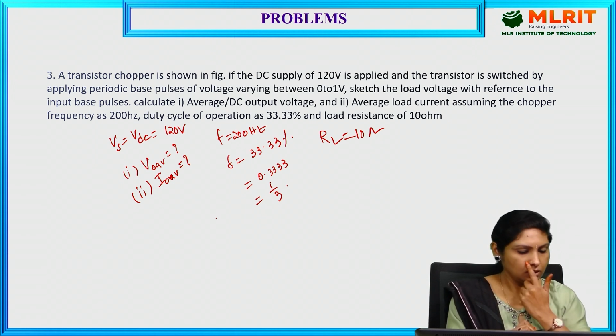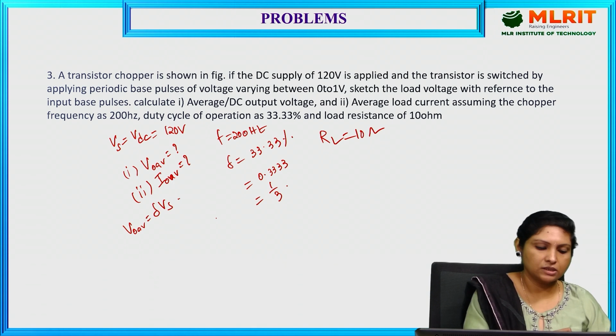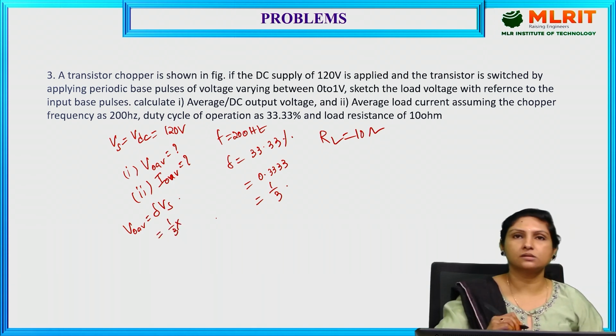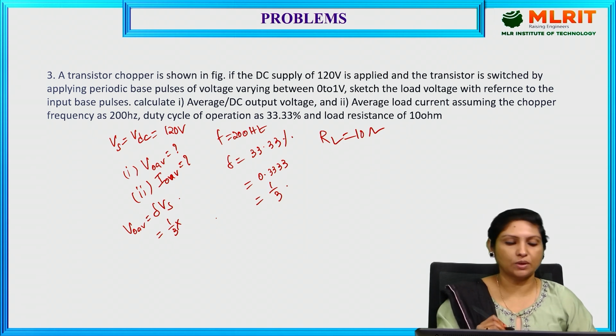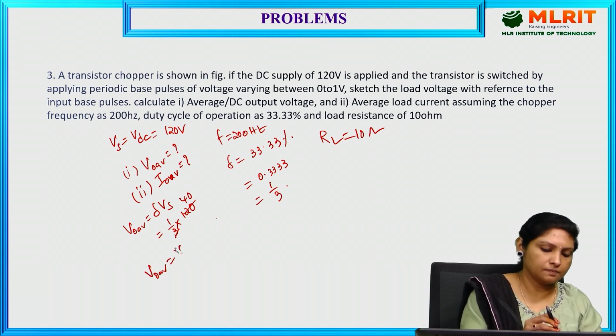Firstly, here we need the value of V naught average, where V naught average is equal to delta Vs. So here delta is 1 by 3 and the source voltage given in the question is 120 volts. So we get V naught average equal to 40 volts.